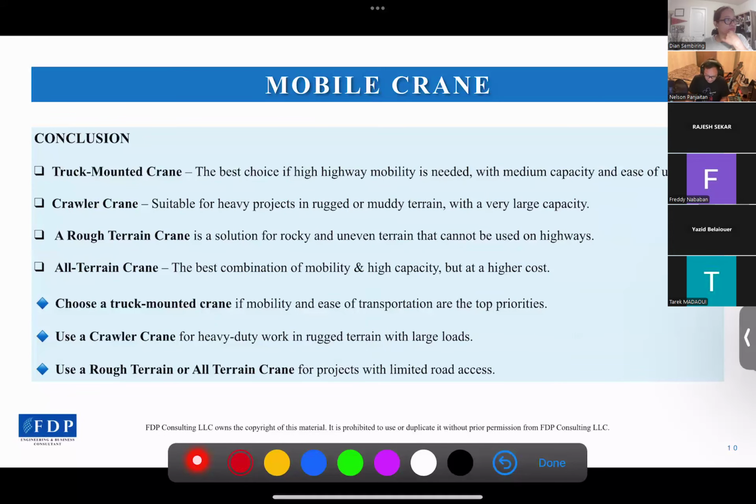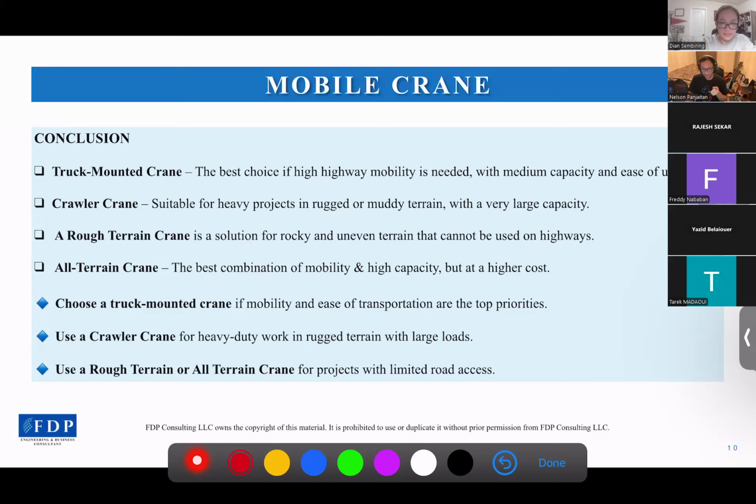So the conclusion in choosing what cranes do we need. Now we go to the conclusion. The truck-mounted crane is the best choice if highway mobility is needed, with medium capacity and ease of use.